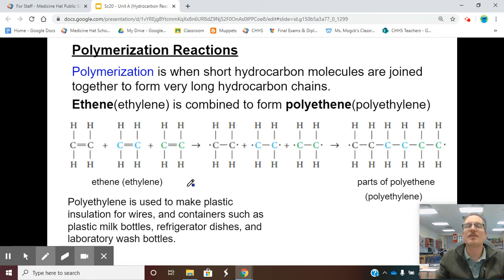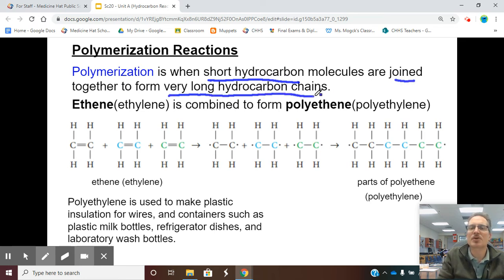Now, our third and final type of reaction is called polymerization. Poly meaning multiple. So, polymerization is when we take a short hydrocarbon molecule and we join it to form a very long hydrocarbon chain. So this is when we turn ethene, something small, into polyethene. Poly, more than one ethene, greater, like polygon, a three-sided shape, and anything larger than that. So triangle up, where mono is small.